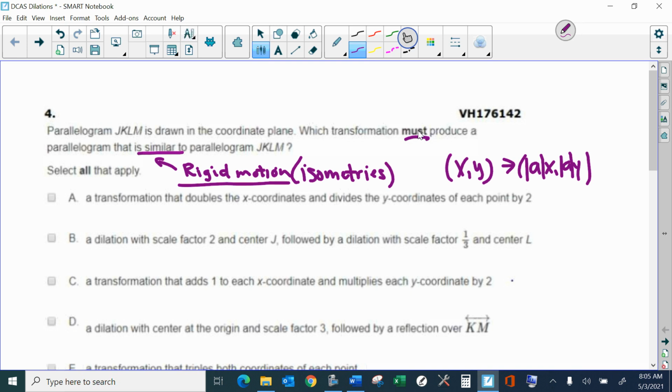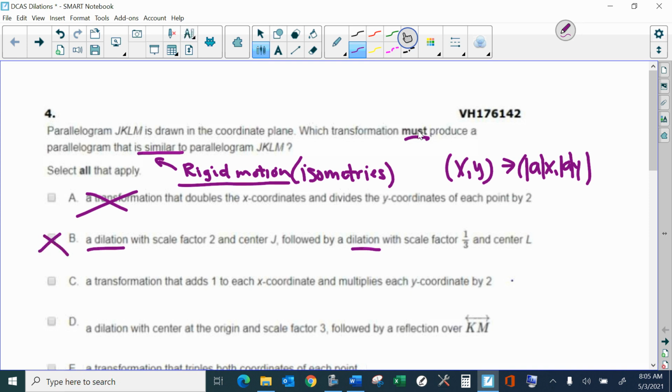All right, a transformation that doubles the x-coordinate and divides the y-coordinate by 2. That can't be. It has to do the same to both. That's the absolute value of a and a. So that's out. A dilation with scale factor of 2, followed by a dilation with a scale factor of 1/3. So those are dilations. Dilations good.